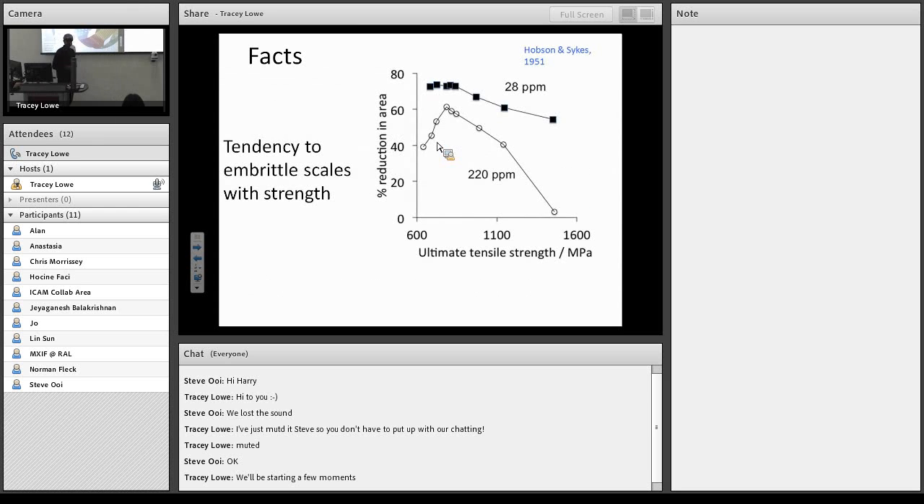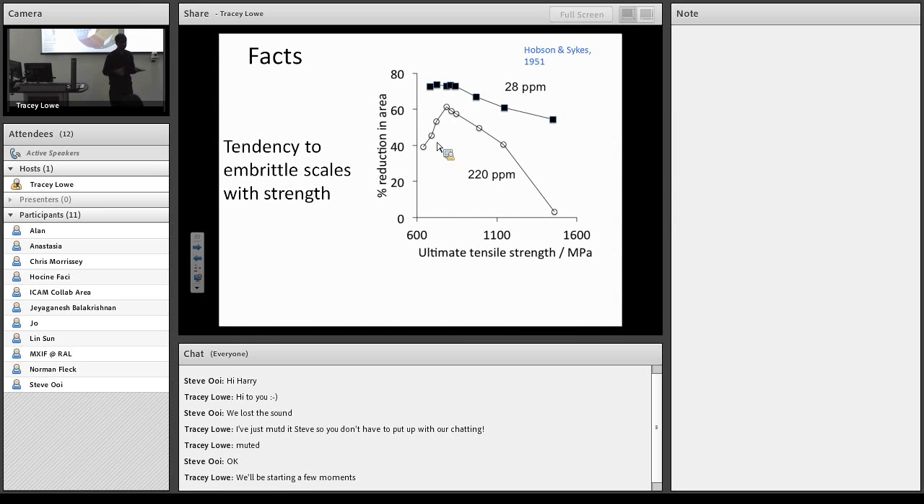The next thing is that the tendency to embrittle more or less correlates with the strength of the material. In other words, you get greater embrittlement as the strength of the material increases. Okay? Now, we are, of course, interested in designing stronger steels. So this problem becomes worse as you go towards strength levels in excess of, say, 500 megapascals, and that's quite a low strength.